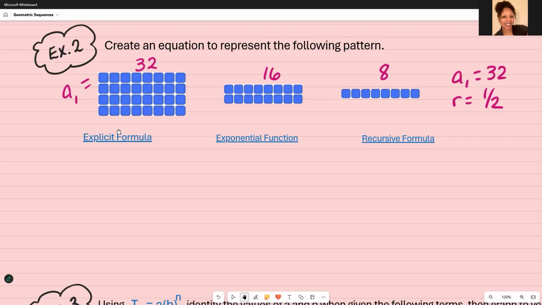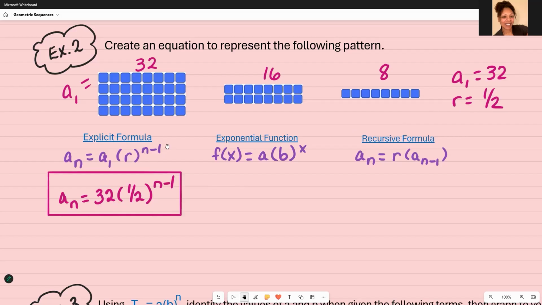We're going to create an explicit formula, the exponential function, and the recursive formula using what we know. For the explicit formula, we know that A sub 1 is going to be replaced with 32. R is going to be replaced with 1/2, and we don't know what term we're trying to find, so we're just going to leave it as the n minus 1.